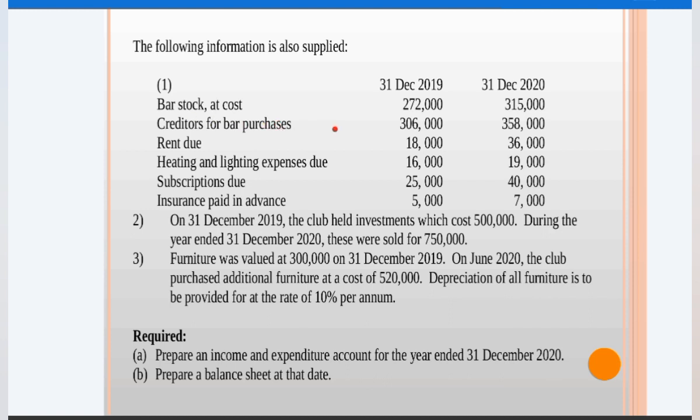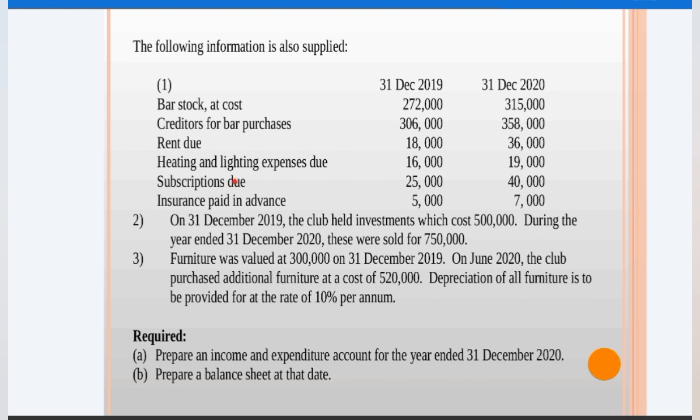that is the current liabilities, the amounts that are not paid, the amounts that are paid in advance. So we have 306,000 at the start, and at the end 358,000. Then we have the rent due 18,000 and 36,000 respectively. We have the heating and lighting expenses due 16,000 and 19,000. We have subscriptions due.